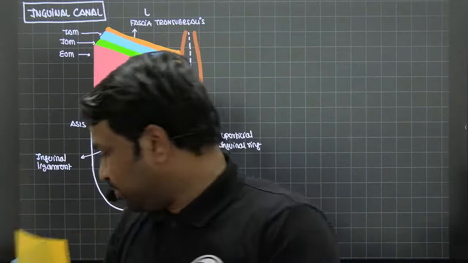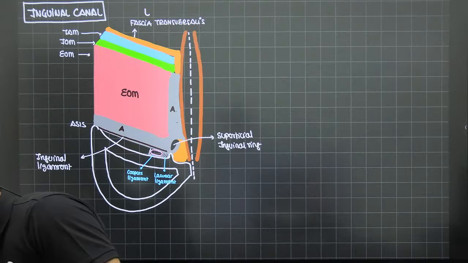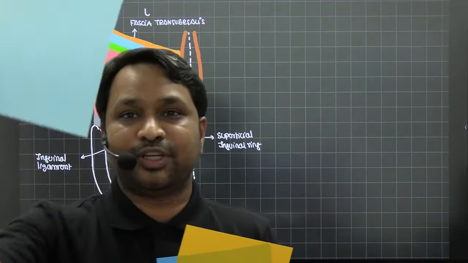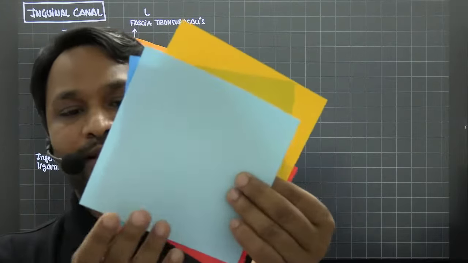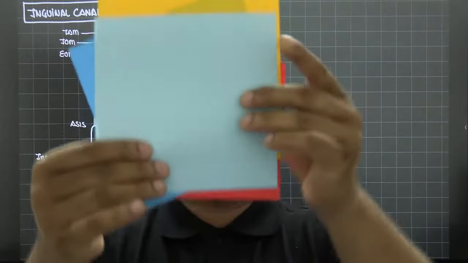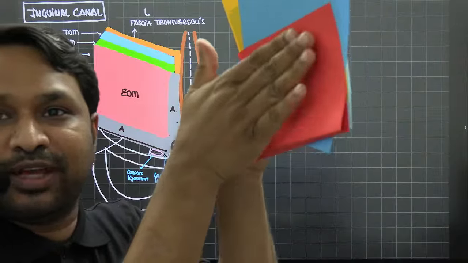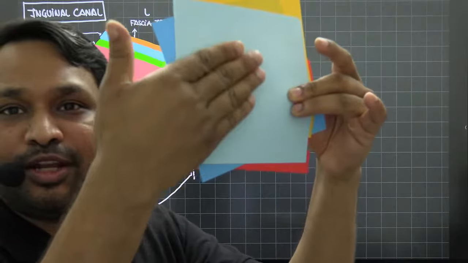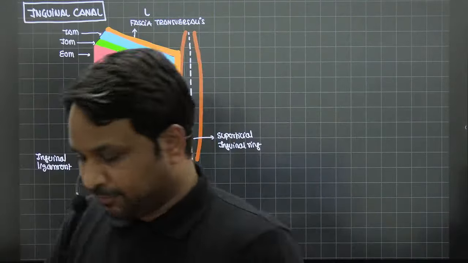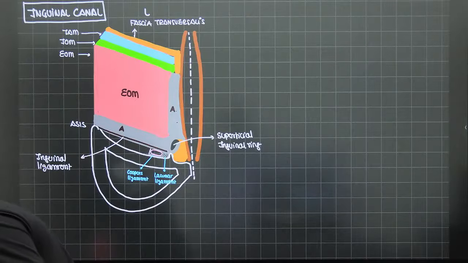So what is going to happen? Our friend is going to come. Who is our friend? Our friend is your fascia transversalis, which covers the entire area. Now as it covers the entire area, now anteriorly you have external oblique aponeurosis, posteriorly you have fascia transversalis. यहाँ तक clear है? अब देखो, I'm going to take everything out.